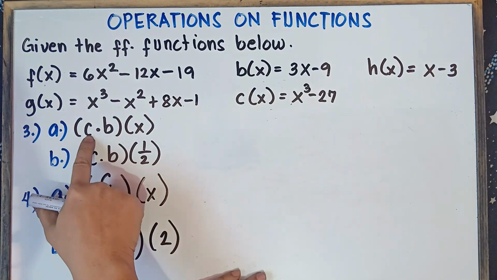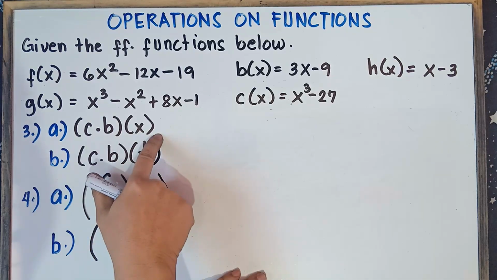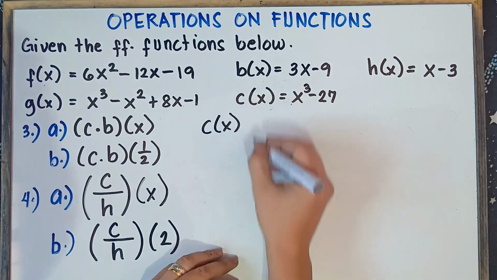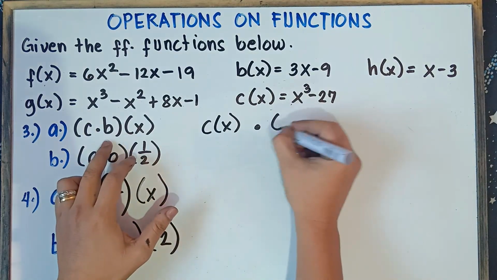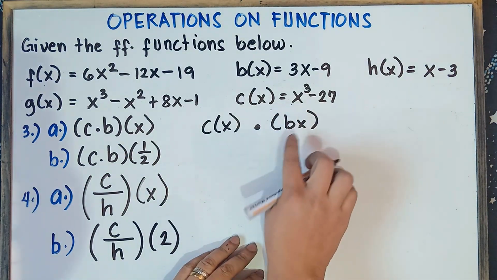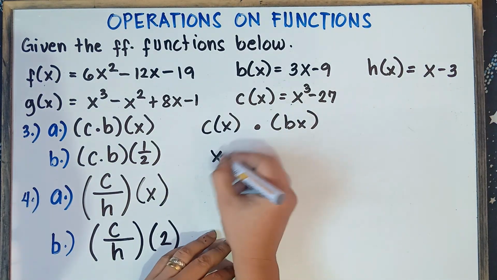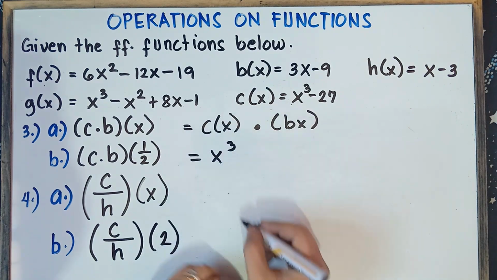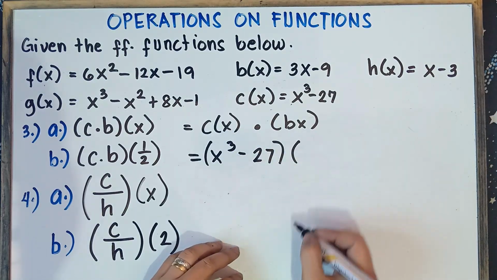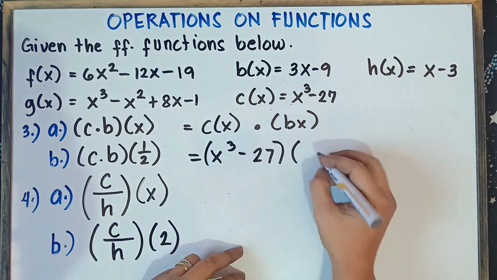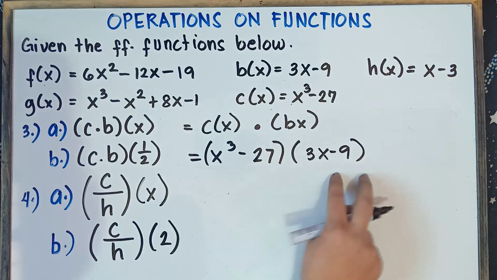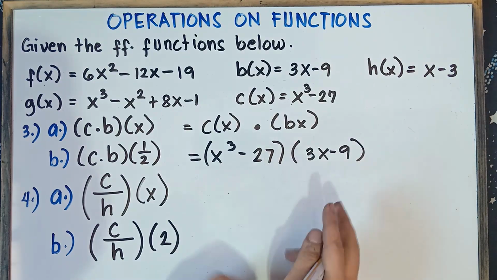There will be C multiplied by B of X. So C of X means C of X multiplied by B of X. Our given C of X is X cubed minus 27, multiplied by B of X, which is 3X minus 9. If you have studied binomials, you can multiply this using the FOIL method.